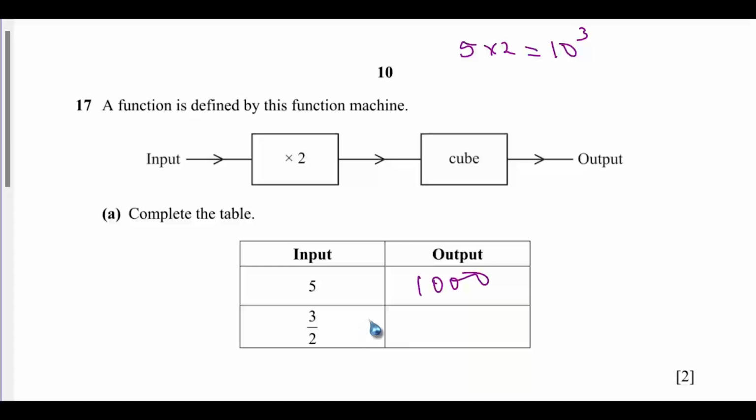Then the next one is 3 over 2 as the new input. Multiplied by 2, this will cancel this, you have 3. So if you cube this, that will be 3 times 3, 9. 9 times 3, 27. So that will be the final answer.